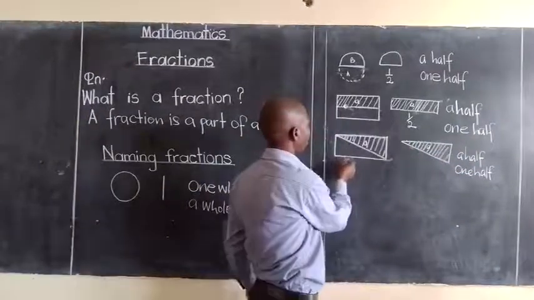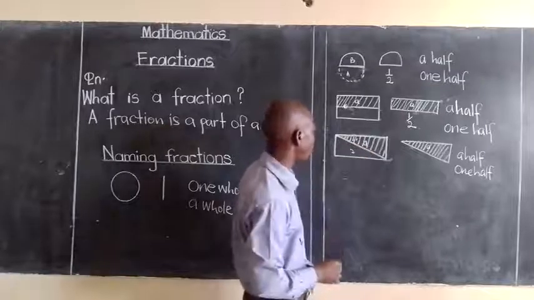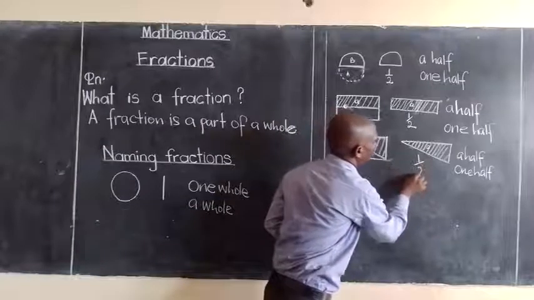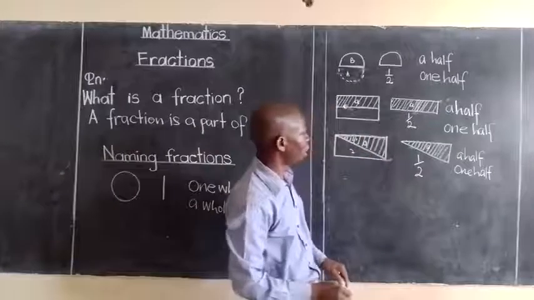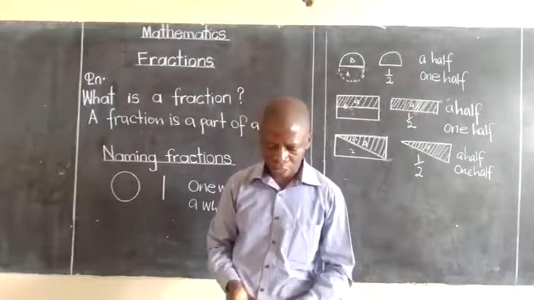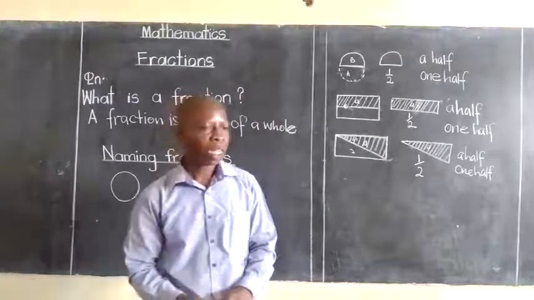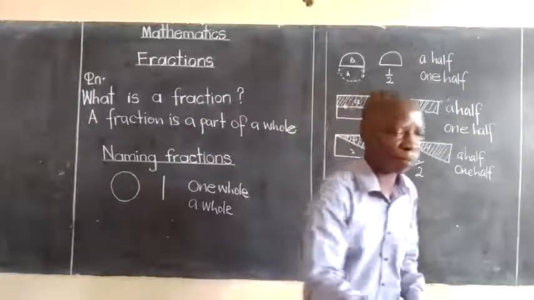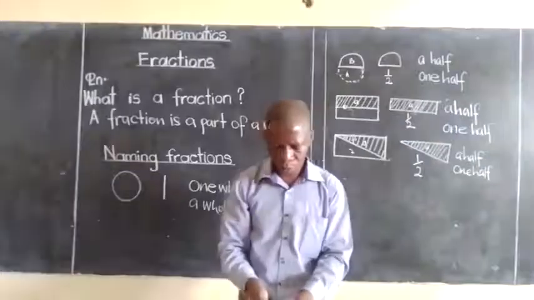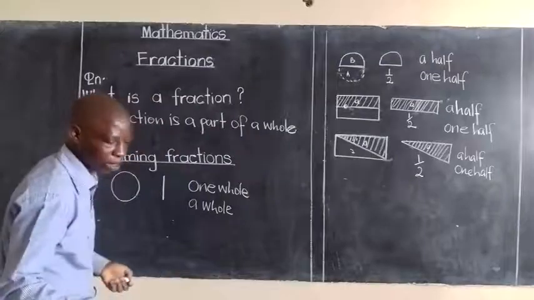Still we have 2 parts here. We have this part and that part. So this one also is 1 out of 2, which is read as a half or 1 half. So that is one part of the fraction, a half. Now let's look at another part of a fraction.